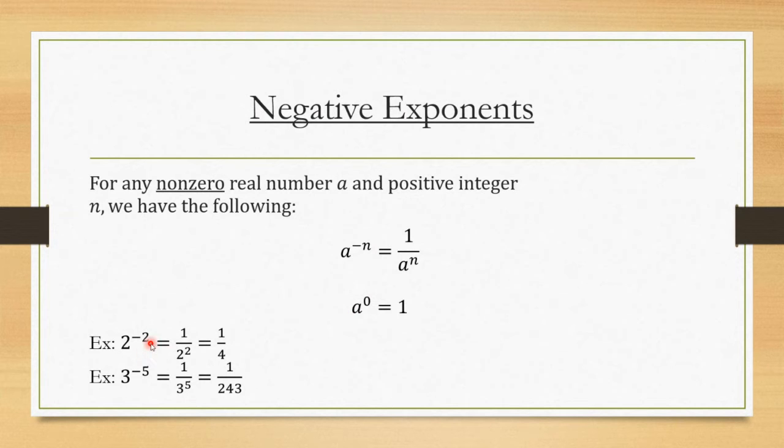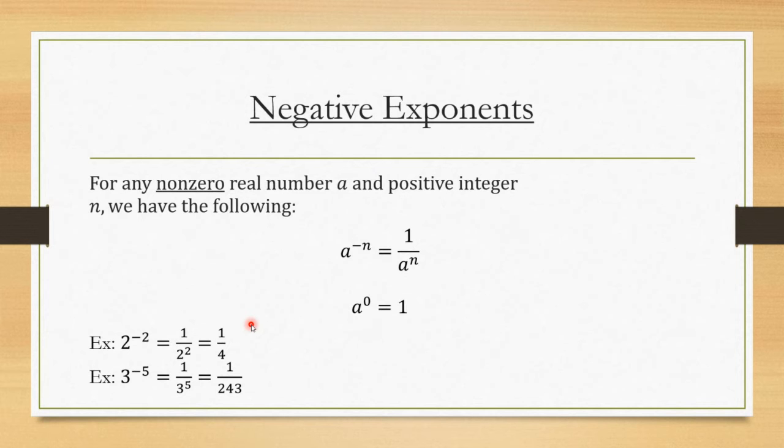So here are some examples. 2 to the negative 2, well, that's going to be 1 over 2 to the 2, or 2 squared, which is 1 over 4. Negative exponent, 1 over, or flip, in other words. 3 to the negative 5, 1 over 3 to the 5, which is 1 over this. This I actually used the calculator for. 3 to the 5th I did not do in my head. So that's negative exponents.